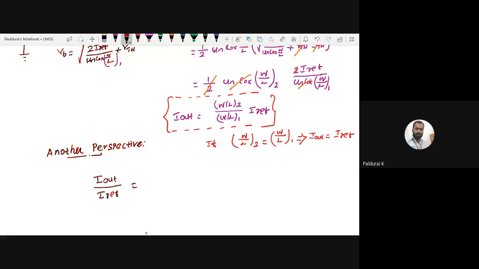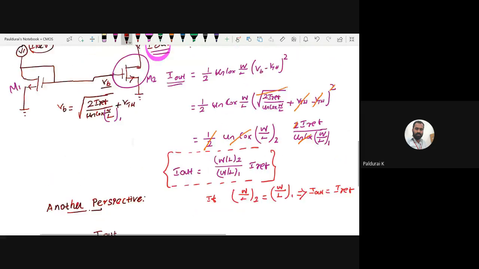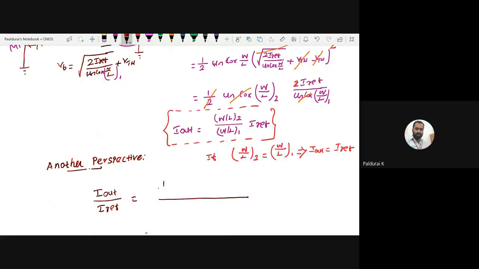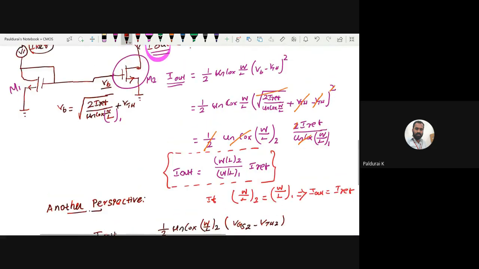My I out is the current in MOSFET 2, biased in saturation. So this you can write as half mu n C ox W over L of 2 times (VGS2 minus VTH2) squared, over I reference, biased in M1, which is half mu n C ox W over L of 1 times (VGS1 minus VTH1) squared. Now listen to me carefully.